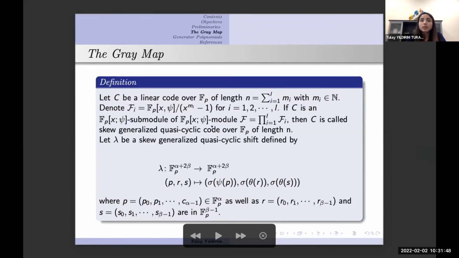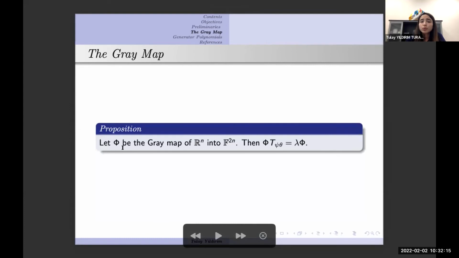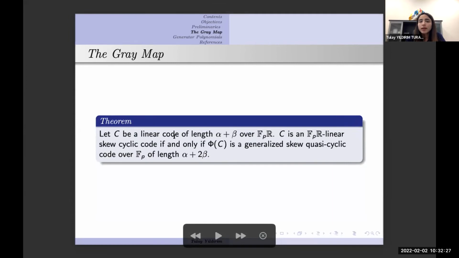For the new definition about quasi-cyclic codes over Fp, C is a linear code over Fp and it is a summation of Mi. We denote Fi in this form. We said that if F is a product of Fi, then C is a skew generalized quasi-cyclic code. For this code, we define a new map lambda. By using this definition, we prove that if phi is a Gray map, then phi of the cyclic shift equals lambda phi. And then if C is a linear code of length alpha plus beta over FpR, then C is an FpR linear skew cyclic code if and only if its Gray map image is a generalized skew cyclic code over Fp with length alpha plus 2b.